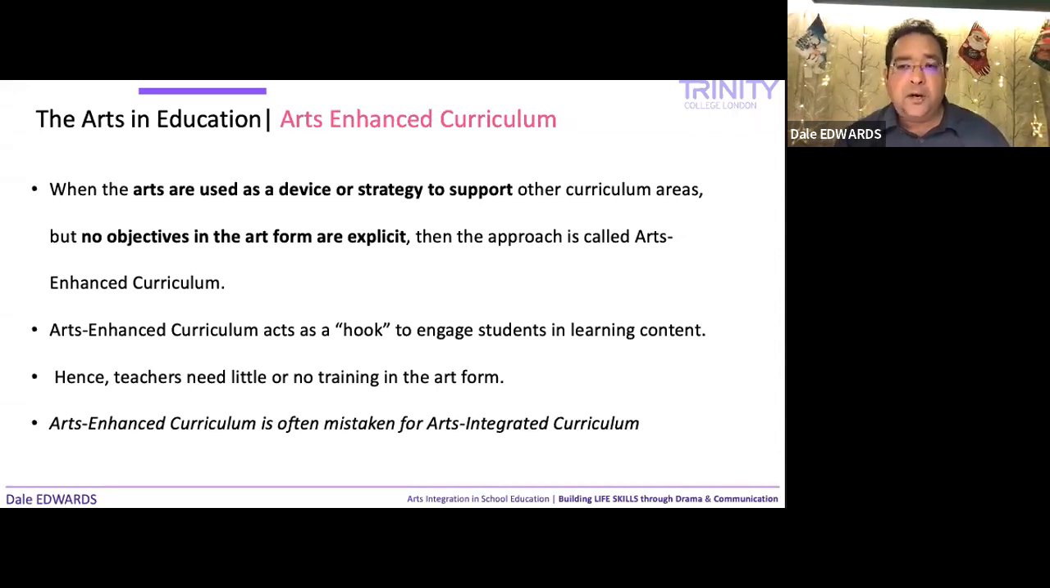Now, we have an arts enhanced curriculum where the arts are used as a device or strategy to support other curriculum areas. And this is what I was just explaining. But as you would see over here, in a curriculum like this, we find this in a lot of schools, a lot of primary schools, a lot of schools where education has also evolved from seeing what other schools do. There is no necessity over here for academic rigor in the subject. Now we come to the really interesting one, which is the arts integrated curriculum.